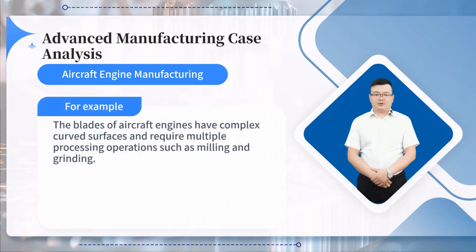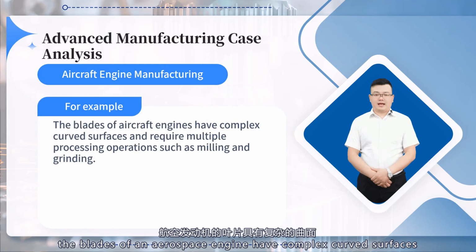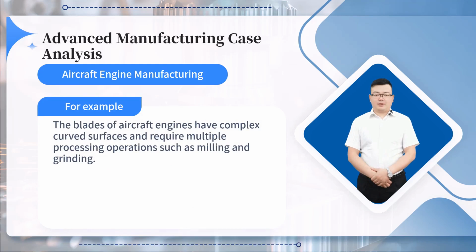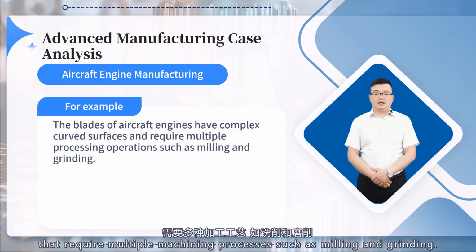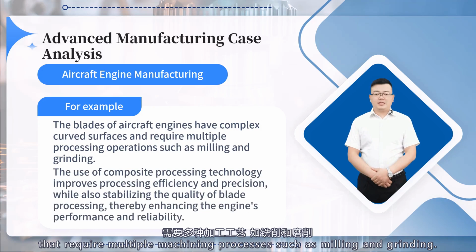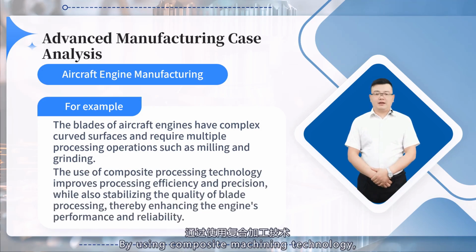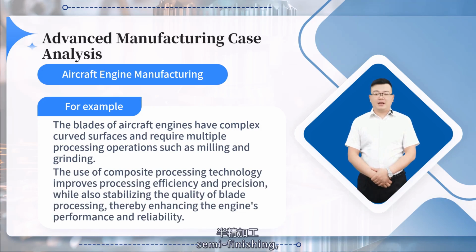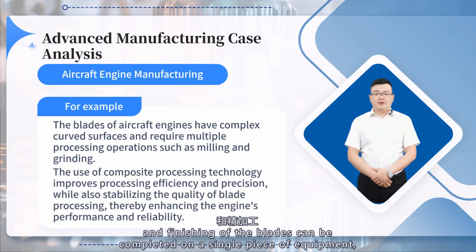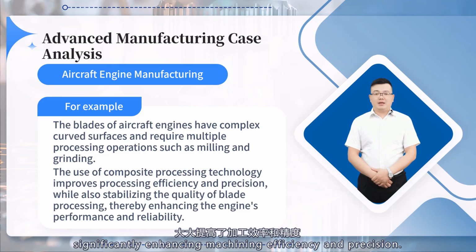For example, the blades of an aerospace engine have complex curved surfaces that require multiple machining processes, such as milling and grinding. By using composite machining technology, roughing, semi-finishing, and finishing of the blades can be completed on a single piece of equipment, significantly enhancing machining efficiency and precision.